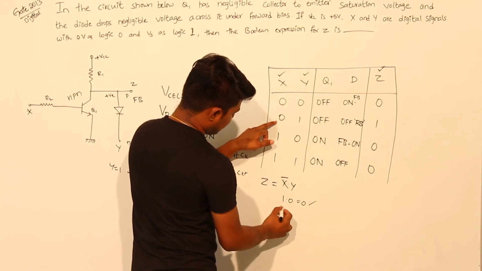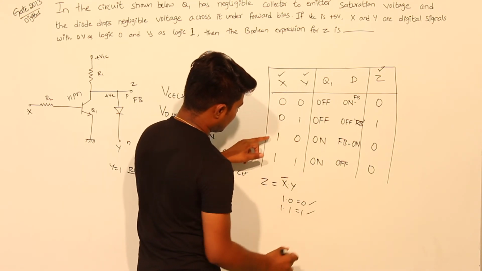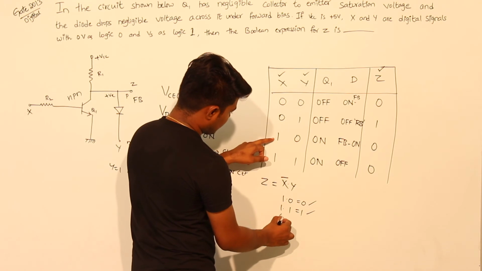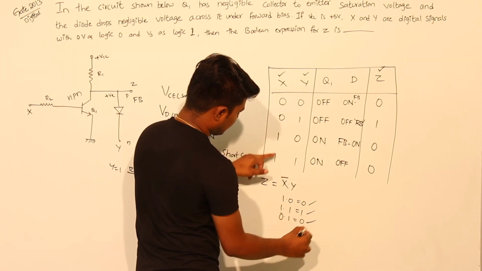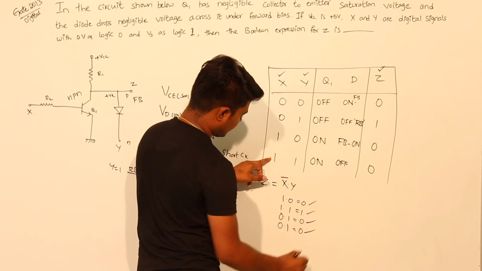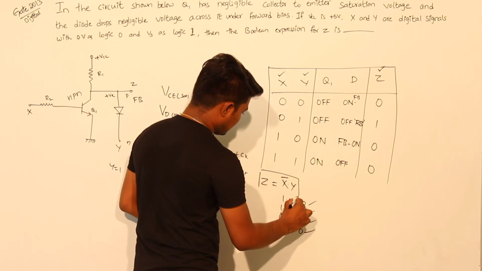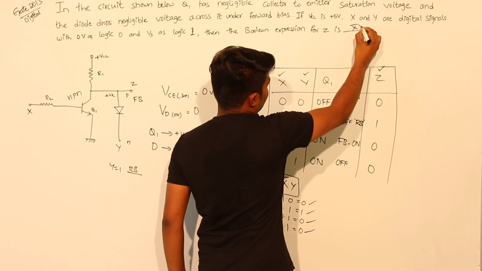Next, if X is 0 and Y is 1, X bar Y is 1 into 1, which is equal to 1. So this is also satisfied. For this, X bar is 0 and Y is 1, that gives 0. So satisfied. For the last one, X bar is 0 and Y is 1, so 0. Satisfied. So the answer will be Z equal to X bar Y. So Z is X bar Y.